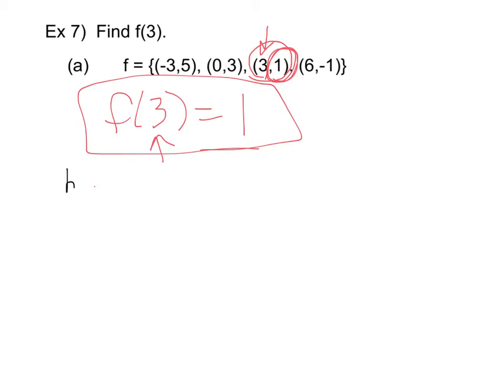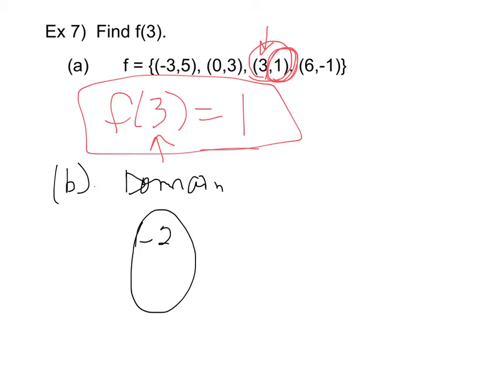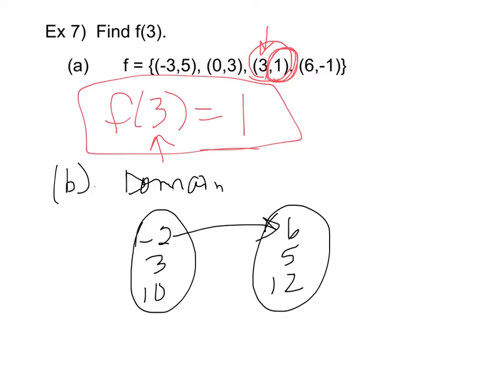What if we have something awesome like this part B, where my domain, and I'm writing this out because it'll be mapping, my domain here is -2, 3, and 10. My range is 6, 5, and 12. And I have that mapped that way. And again, my ultimate goal here is to find f of 3. That's a parenthesis. So I'm looking over here at my domain. Oops, sorry, I meant to write range.